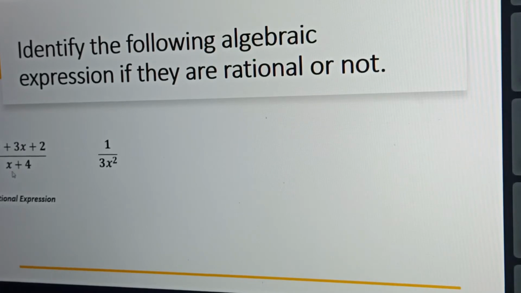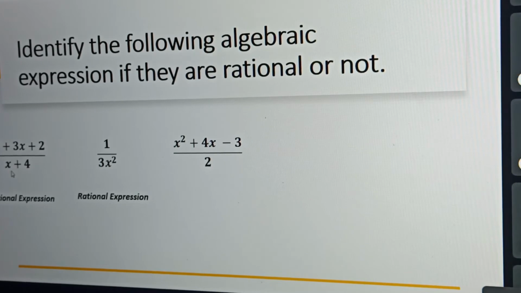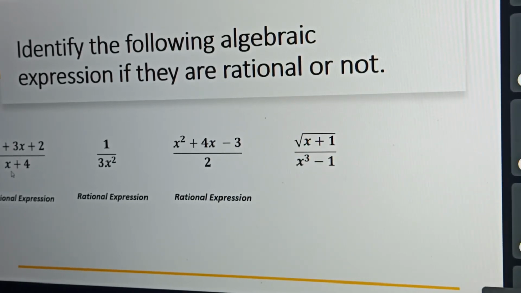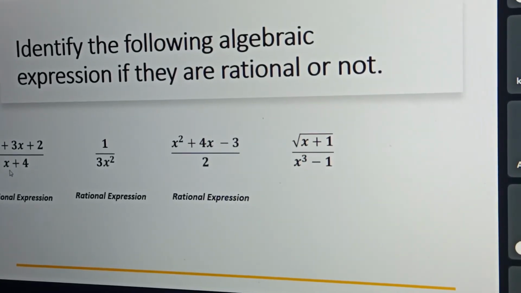How about this one? We have here 1 over 3x squared. Rational po. Okay, that's correct. This is a rational expression. How about this one? We have x squared plus 4x minus 3 all over 2. Rational expression po. Okay, that's correct. This is also a rational expression. How about this one? Square root of x plus 1 all over x cubed minus 1. Okay, Velasco? Not rational po. Okay, that's correct. Not rational because of the square root or yung radical sign na nakikita ninyo.